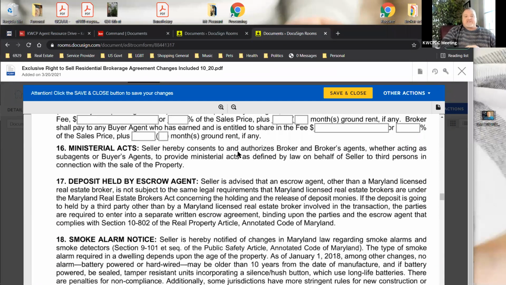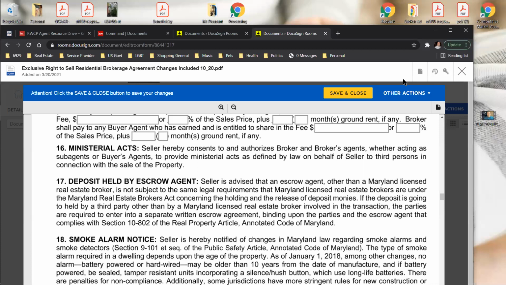So we talked about that. Ministerial acts. Can somebody, one of our agents here online, I've been talking this whole time and my mouth is getting dry, tell me what is a ministerial act? If you're a listing agent, what's an example of a ministerial act? Anybody? Somebody? That actually was going to be my question, because when I read that, I didn't even know what that was. Okay, well, thanks for being honest about that.